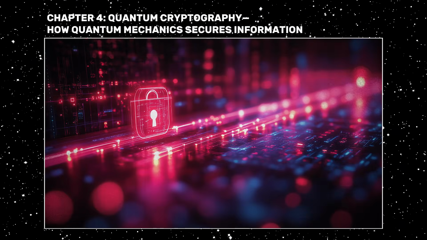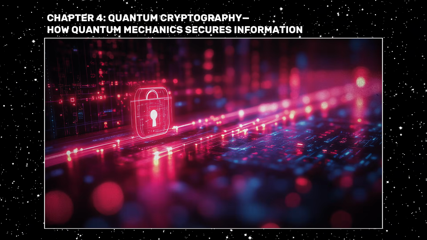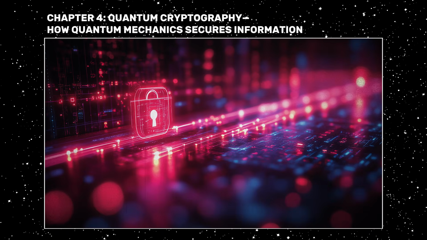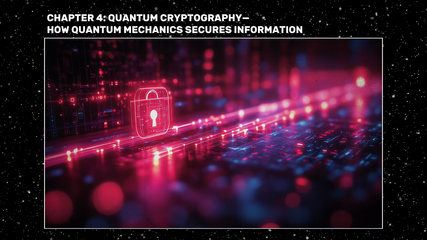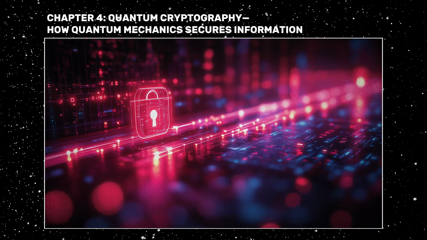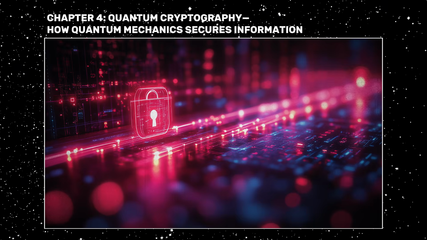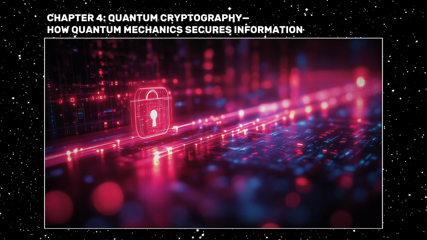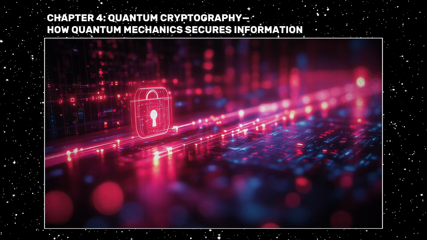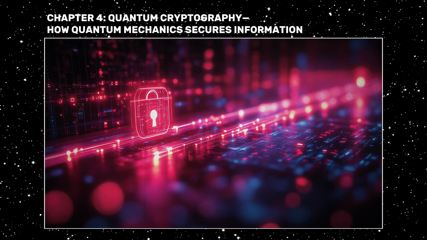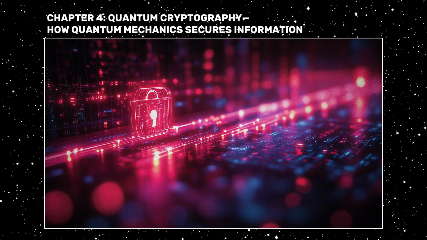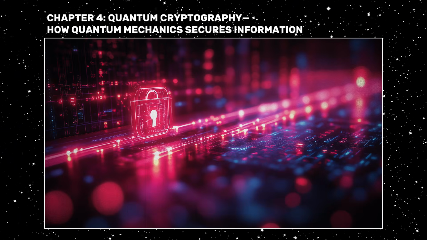Chapter 4: Quantum Cryptography: How Quantum Mechanics Secures Information. Quantum cryptography applies the laws of quantum physics to protect communication in ways that classical cryptography cannot replicate. By leveraging phenomena that have no analog in ordinary digital systems, quantum cryptography offers security grounded in the very fabric of reality, rather than assumptions about computational difficulty.